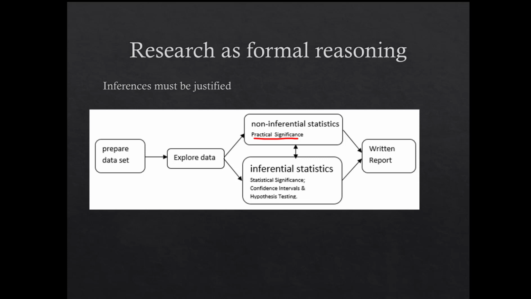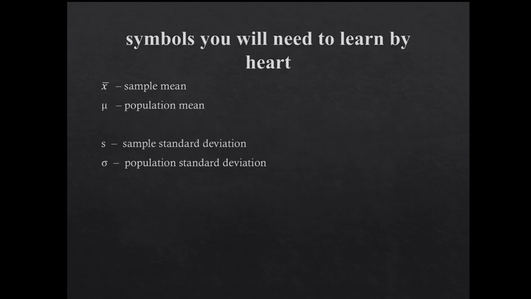With inferential statistics, what we're going to be focusing on in this course is confidence intervals as an inferential statistic, and you'll see that at play in the next few weeks. Symbols you'll need to know by heart. So this is a sample mean. You got to learn this by heart. This is a population mean. Sample standard deviation, population standard deviation. So that's a mu, Greek letter mu, and a Greek letter sigma.